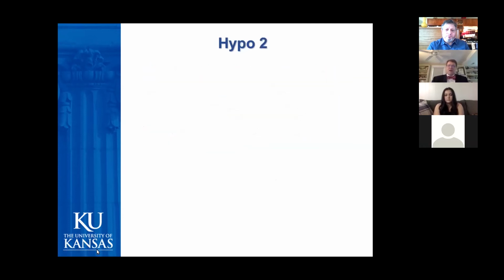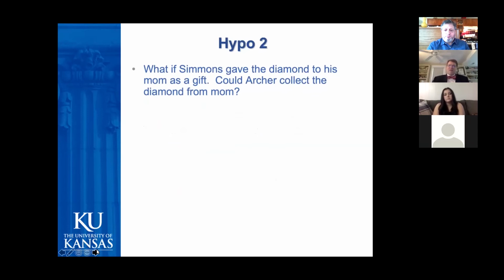Let's try a different one. What if Simmons gave the diamond to his mom as a gift, right? Of course, mom believes that Simmons is a great guy. So finally, he's appreciating me, and he's giving me this lovely gift. So Bridget, let's go back to you. Do you think that Archer could collect the diamond from mom if Simmons had given it to mom as a gift? Yeah, they should be able to collect from mom because she's not a purchaser on any level.